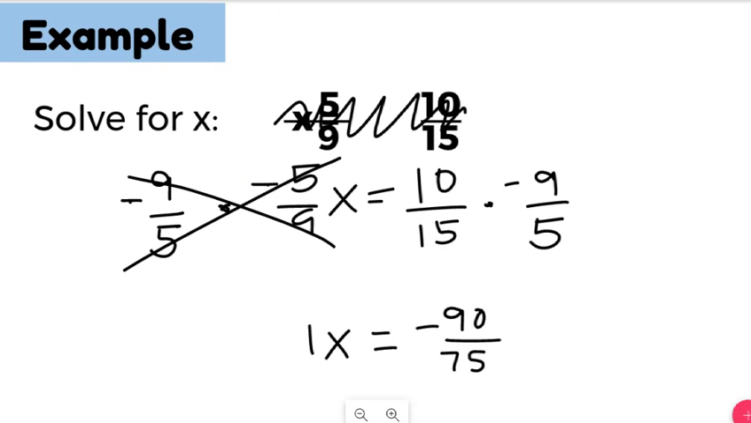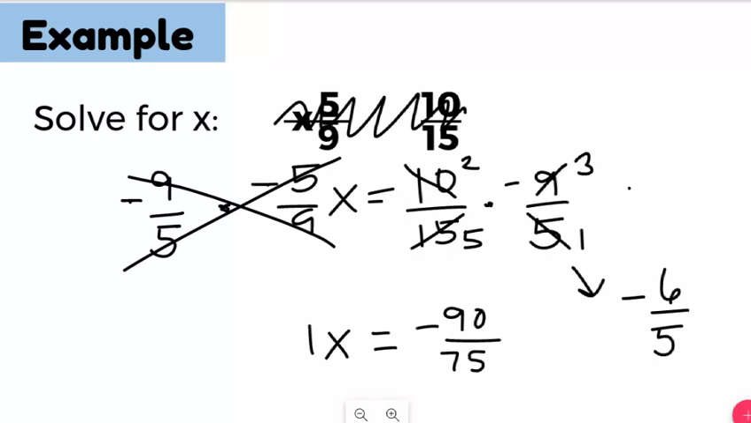Here's what I mean. If I look diagonally at my 10 and 5, I can divide a 5 out of both. 5 divided by 5 is 1. 10 divided by 5 is 2. If I look diagonally the other way at the 15 and the -9, I can divide out a 3. 9 divided by 3 is 3. 15 divided by 3 is 5. Then when I multiply across, I get -6/5, which is the same thing I would get with -90/75 if I simplified that down.